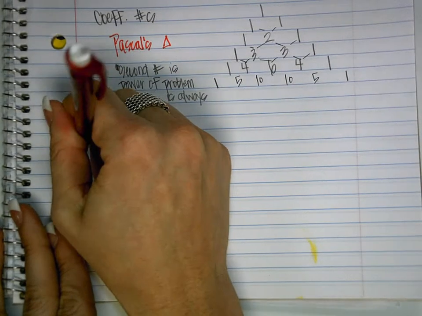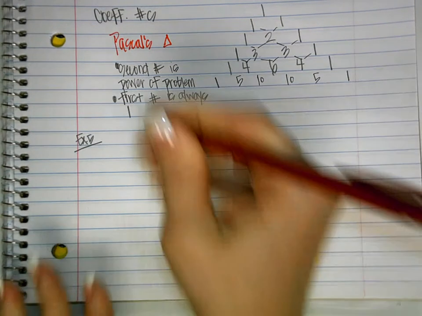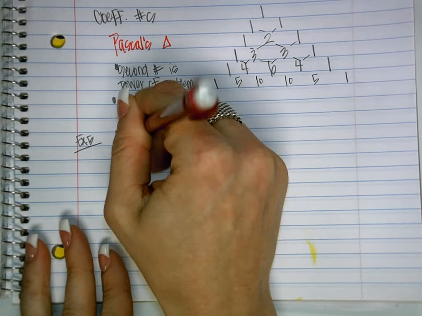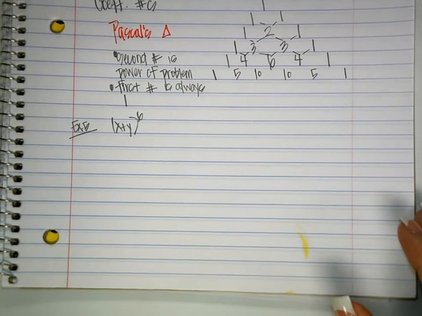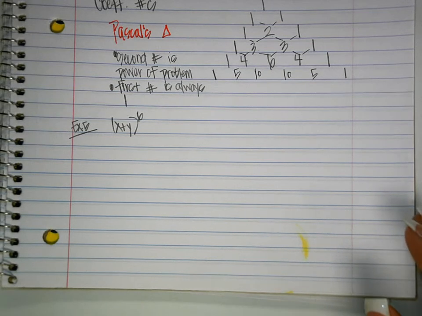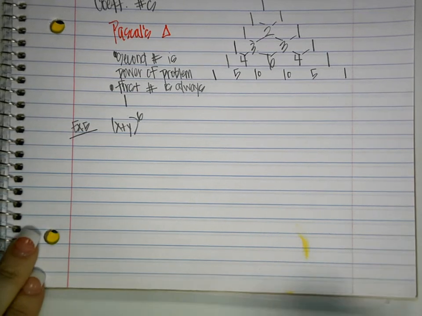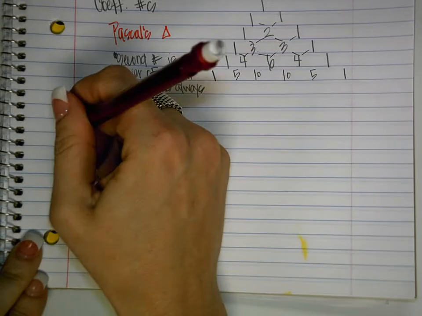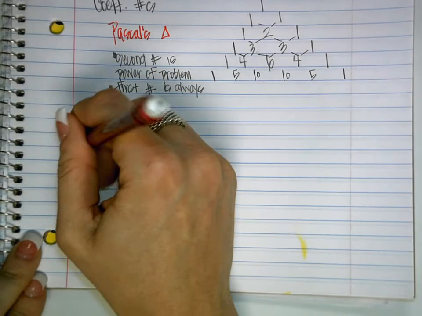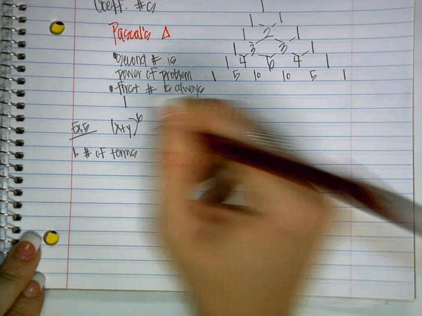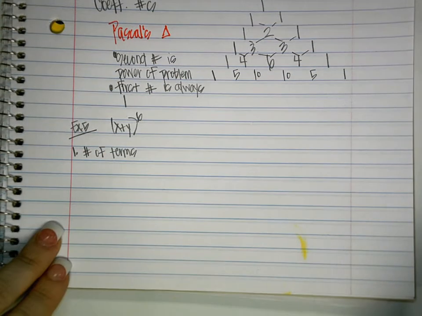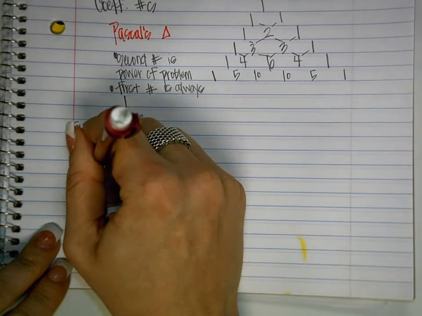So for example number 5, I would like you to expand x plus y to the 6th power. We're just going to take it one more level. When you are doing this, there are a couple of steps. Step 1 is always to figure out the number of terms. So how many terms will there be in this expansion? 7 terms. It's always one more.